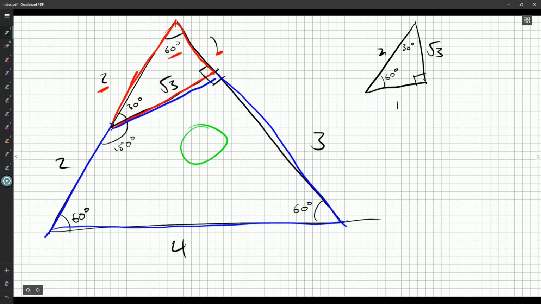Now let's go back and look at this quadrilateral. If there were an incircle, if there was something that did manage to touch all four sides, you'd need 2 plus 3 to be the same as 4 plus root 3. 2 and 3 add up to 5, so we would need a 1 up here, not a root 3. So, unfortunately, we're not so lucky as to get an incircle. No incircle.